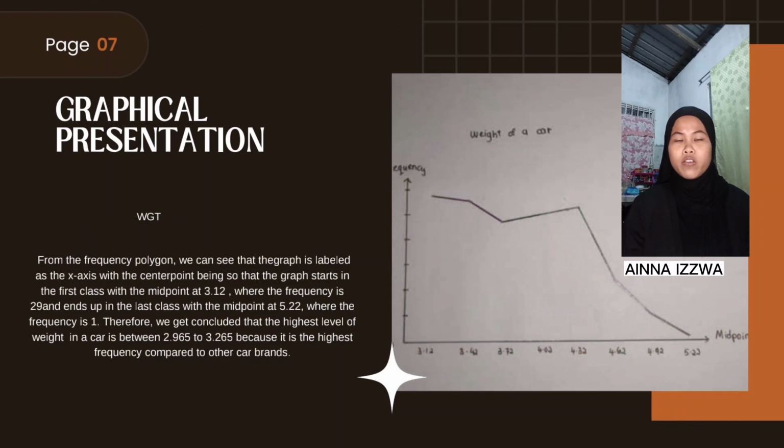Next one is the frequency polygon for weight. From the frequency polygon, we can see that the graph is labeled on the x-axis with the center point, so that the graph starts in the first class with the midpoint at 3.12, where the frequency is 29, and ends up in the last class with the midpoint at 5.22, where the frequency is 1. Therefore, we can conclude that the highest level of weight in a car is between 2.695 to 3.265 because it is the highest frequency compared to other car brands.